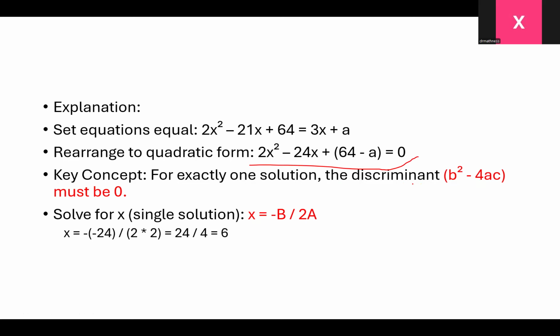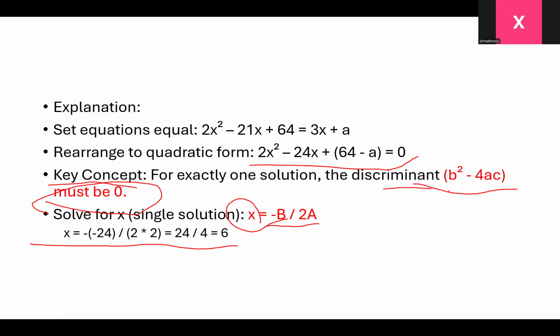Then the discriminant b squared minus 4ac must be 0. Then we can solve the value of x, which equals negative b divided by 2a, right? So we just plug in the values of a and b, and solve for the value of x. So we need to memorize the key concept: for only one exact solution of the two equations, the discriminant must be 0, right? And then we can solve for the value of x.